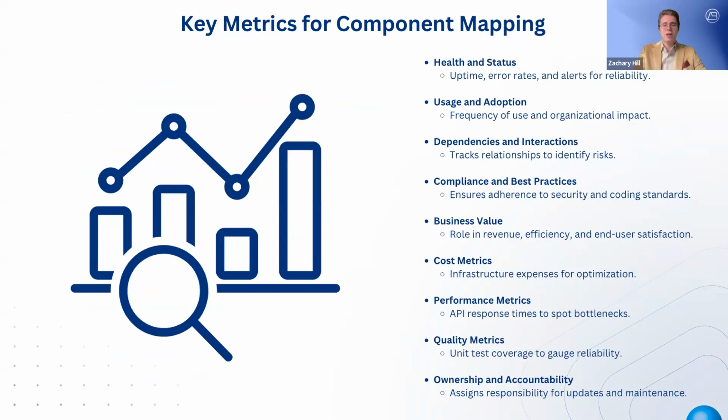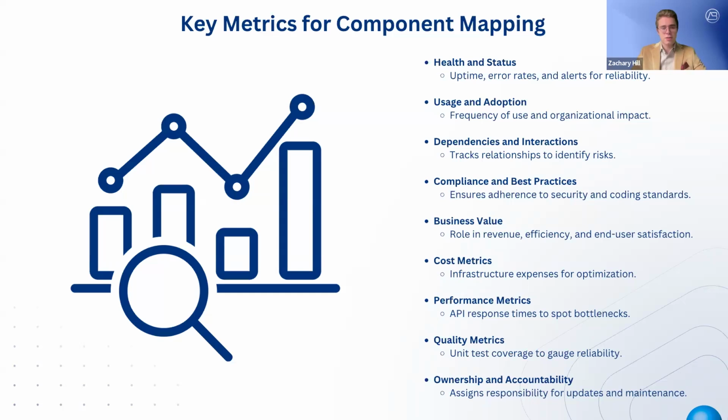Now, to effectively manage components, tracking the right metrics is essential. Key metrics include health and status indicators like uptime, error rates, and alerts to monitor reliability. Usage metrics reveal how frequently components are used and their organizational impact. And dependencies and interactions help identify risks by mapping relationships between components.